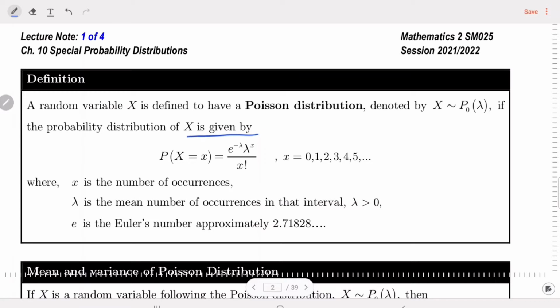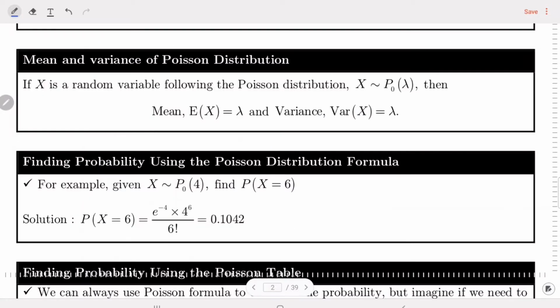We are going to use this formula to find the probability distribution of X for Poisson distribution, where x is the number of occurrences, λ is the mean number of occurrences, and e is the Euler's number, approximately 2.71828. For any Poisson distribution, the mean and variance both equal λ.